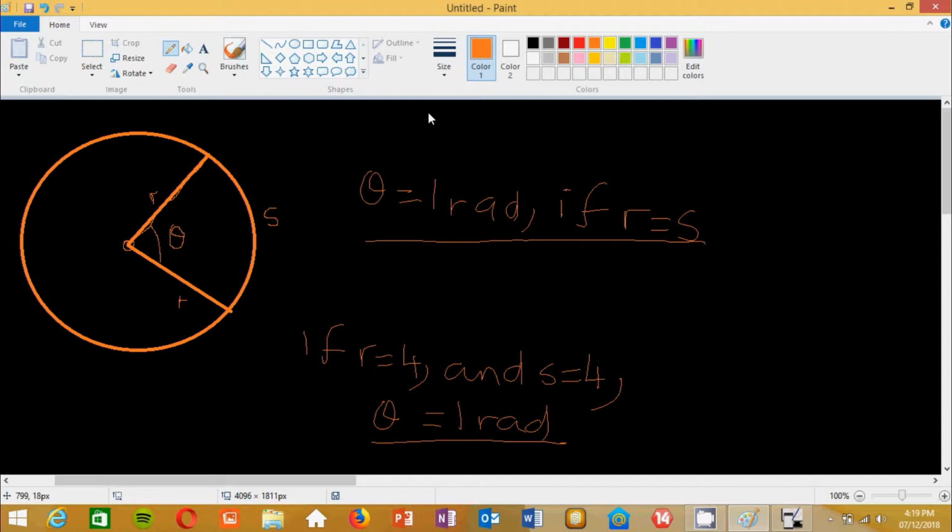Now, as you all know from your previous study, whenever we measure angles, we measure using the unit degrees. For example, this angle might be 30 degrees, 40 degrees, 50 degrees, and so on. But there's another unit that we can use to measure angles, and that unit is known as the radian, and it's abbreviated as RAD, meaning radian.